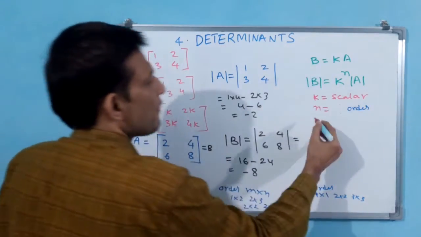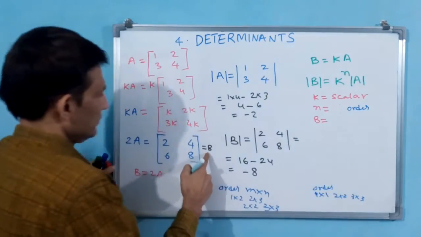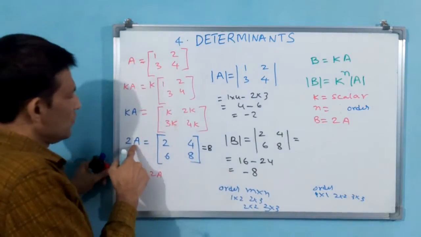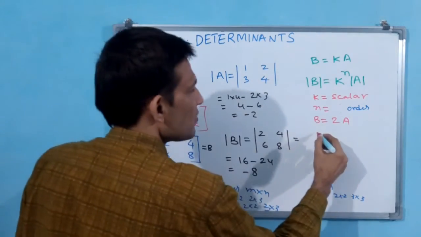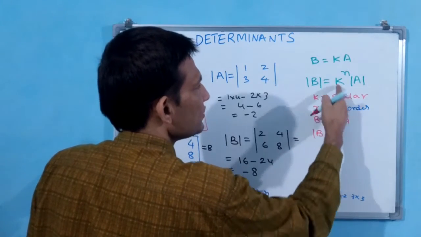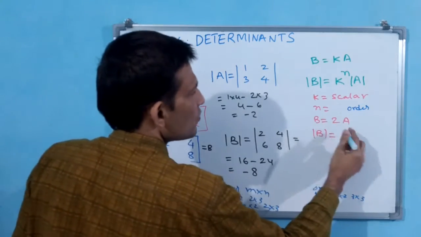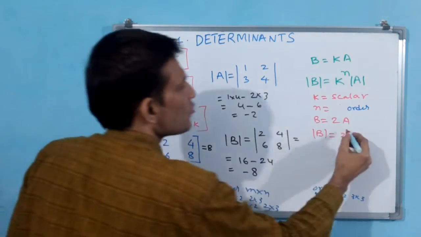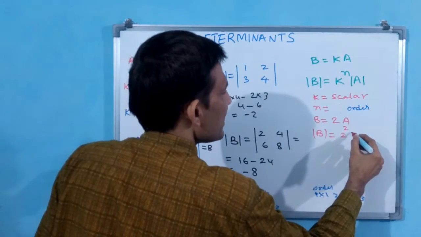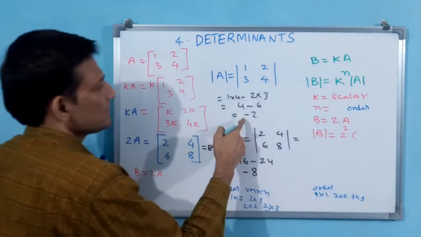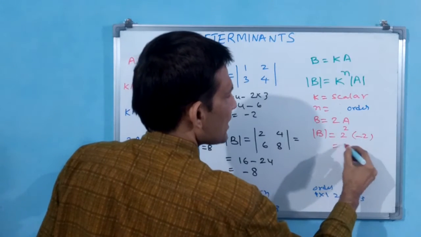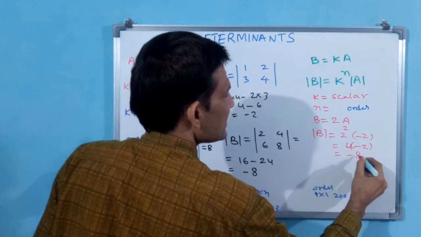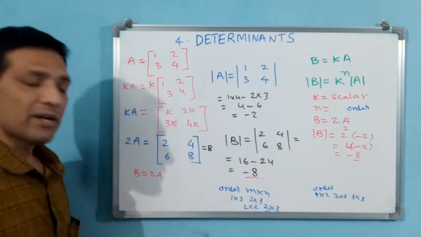Now you see, B is equal to 2A. 2A is equal to B we have taken. Now determinant B is equal to k to the power n determinant A. k is what? 2. The order is what here? A 2 by 2 matrix is there. 2 by 2. Determinant A is what? Minus 2. That means 4 into minus 2, that is equal to minus 8. You understand now?